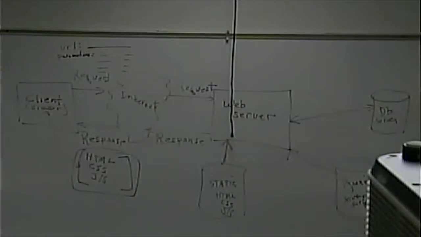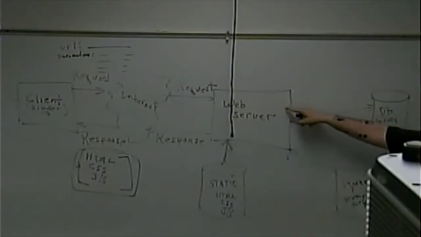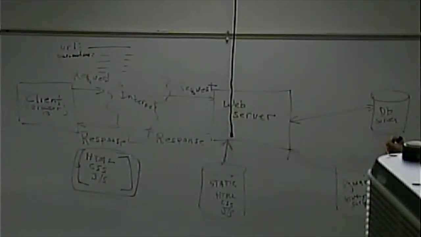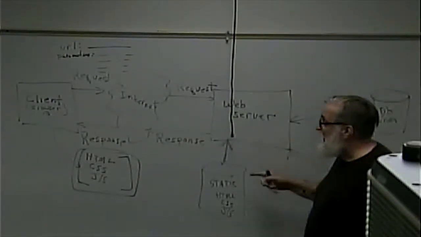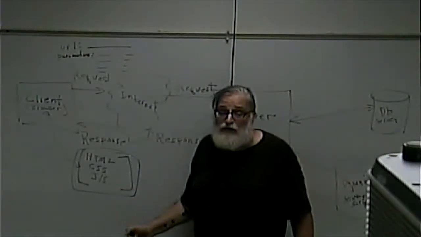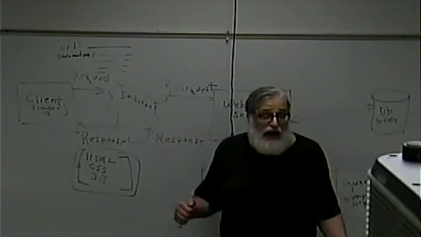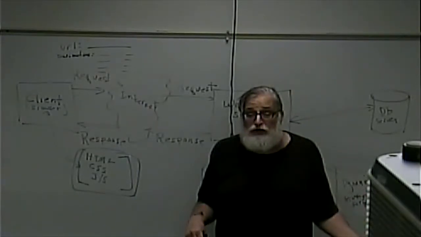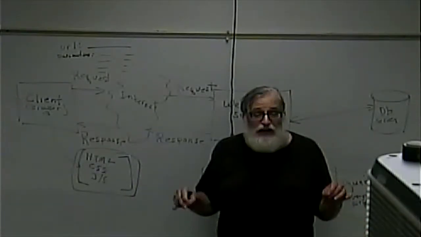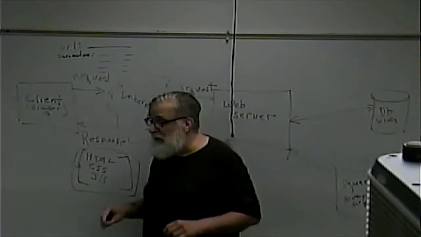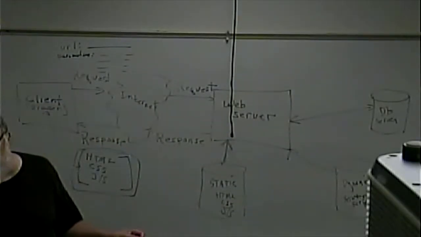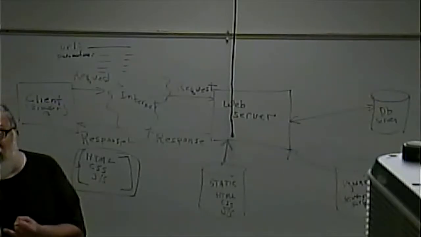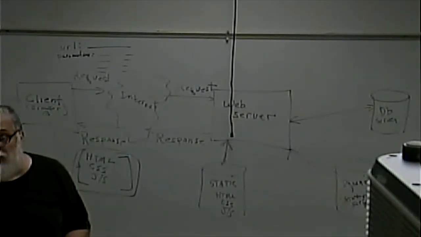You create a program that can take the input along with data from a database, smash it all together, let the program do its thing, read the database, and create a custom HTML page for everyone that logs on to Canvas, or everyone that logs on to Facebook, or everyone that does a Google search. Here's the key thing. People eat sandwiches for lunch. So it doesn't matter if you go to Subway or go to McDonald's. You're getting a sandwich.